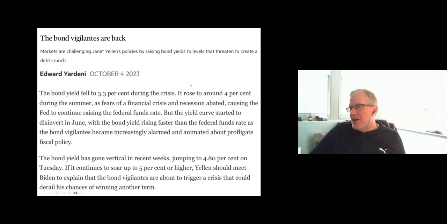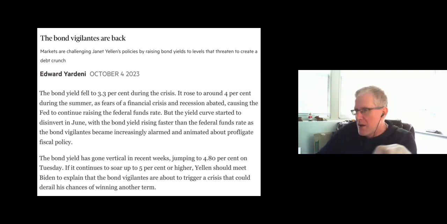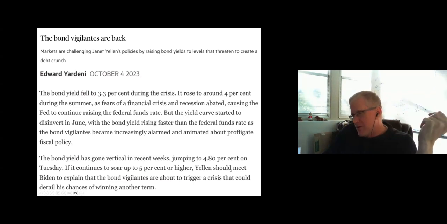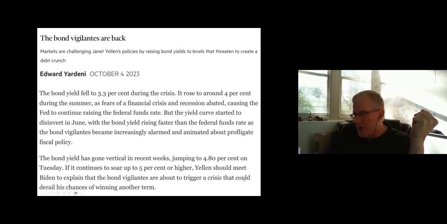Okay. So, but here is the guy, and I actually have used this guy's work in my classes years ago. He's very good at forecasting the economy using the data that's incoming and such, but he was just dead wrong here. He wrote this article and he said the yield curve, blah, blah, blah. Bond yield has gone vertical in recent weeks, jumping to 4.8%. If it continues to soar up to 5% or higher, that's what it did, right? Yellen, Secretary of the Treasury, should meet Biden to explain that bond vigilantes are about to trigger a crisis.